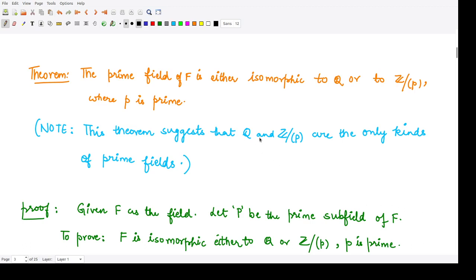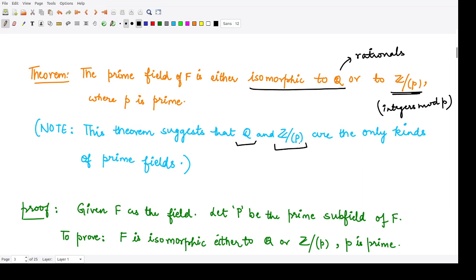Next, let us see this theorem which states that the prime field of F is either isomorphic to Q, the field of rationals, or it is isomorphic to the integers mod P field, where P is some prime number. So this theorem gives you a clear-cut idea that the only kinds of prime fields are either Q or the integers modulo P. So let us see how.